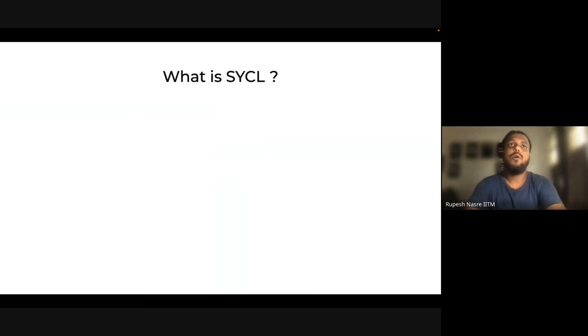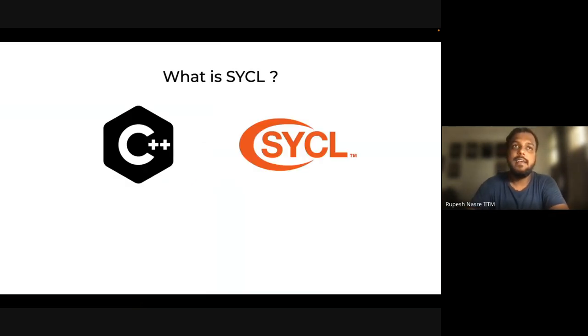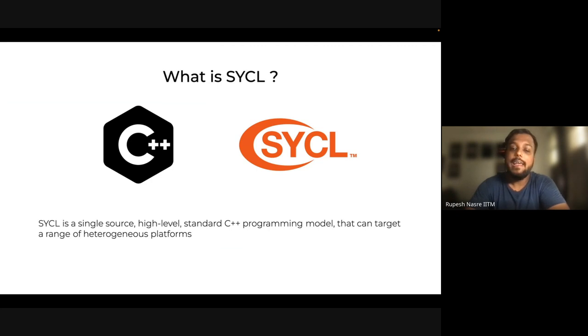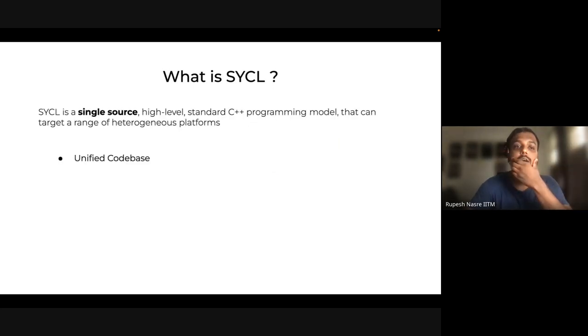Okay, so what is Sycl? Sycl is basically a single source, high level standard C++ programming model that can target a range of heterogeneous platforms. It's a big definition with multiple keywords, so let's go through each one of them. If I say Sycl is single source, what does it exactly mean?